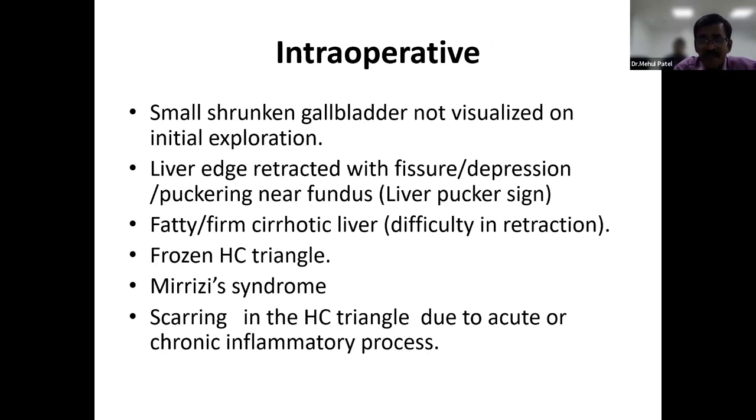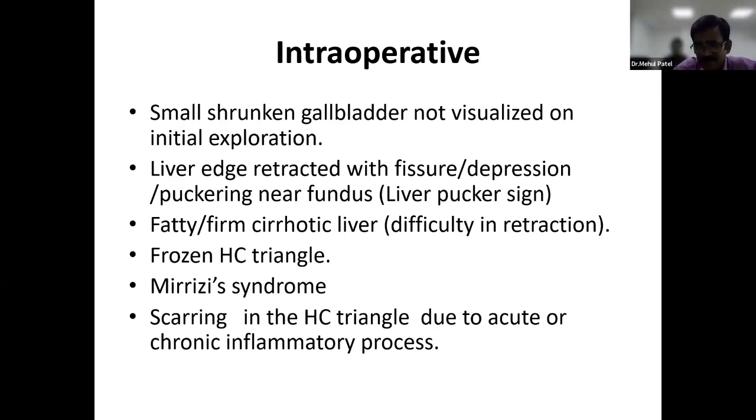You find the gallbladder is shrunken, and when you go in first, you cannot see the gallbladder. Everything is frozen with some omental adhesions or gut adhesions. Sometimes you find that there is some depression or puckering of the liver near the fundus. This is a predictor of difficult surgery. You find that at the hepatic angle, you cannot delineate the clear peritoneal window. There are a lot of dense adhesions. Wherever you're touching, there is bleeding, and Mirizzi syndrome.